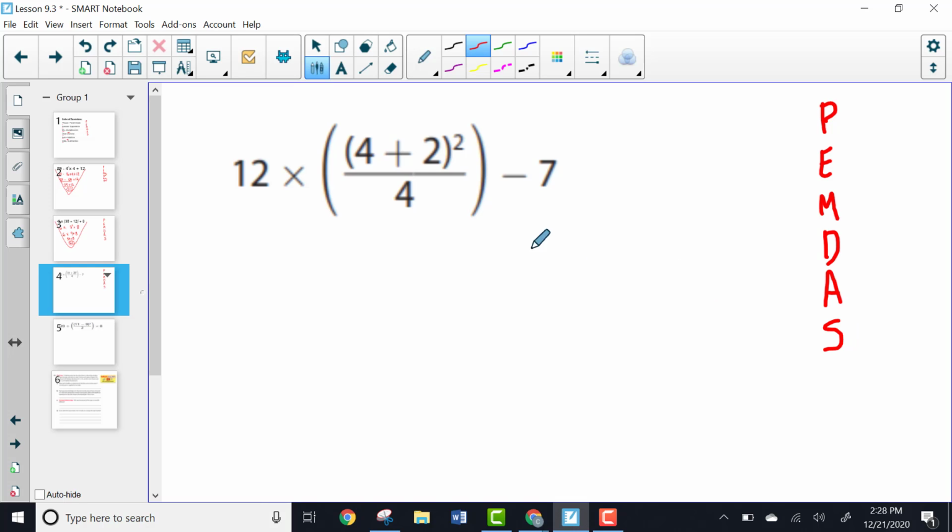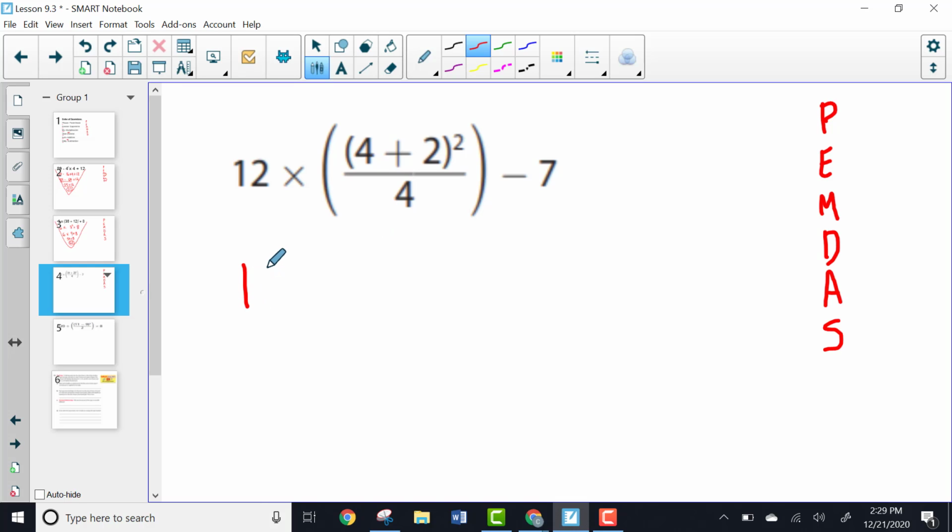Okay, so what we have here, we have parentheses within parentheses. So we need to think through this here. First step we can see is we have 4 plus 2, because that's the parentheses there. 4 plus 2 is going to give us 6.